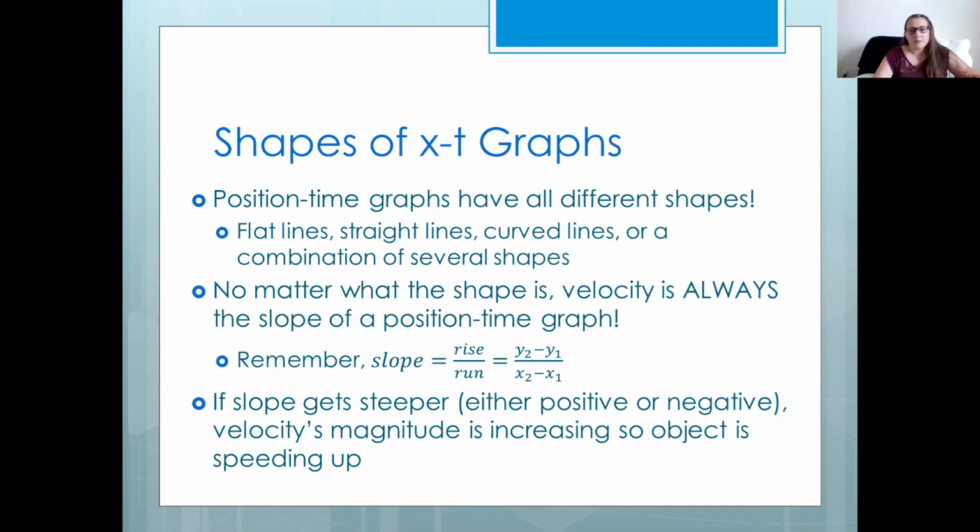No matter what the shape of the graph is, velocity is always going to be the slope of that position time graph. So remember, slope is rise over run, or the change in our y variable divided by the change in our x variable. If the slope gets steeper, either positive or negative, then the velocity's magnitude is increasing. So the object is speeding up, either speeding up going forward or speeding up going backwards. If our line is getting steeper, then it's speeding up somehow.